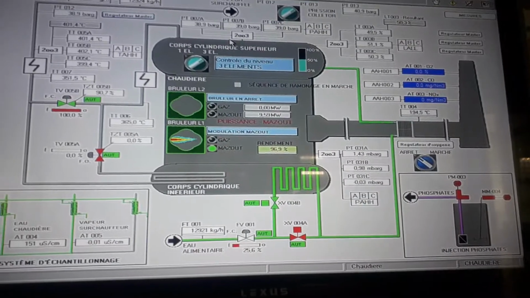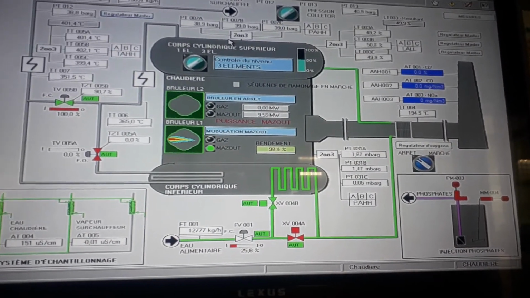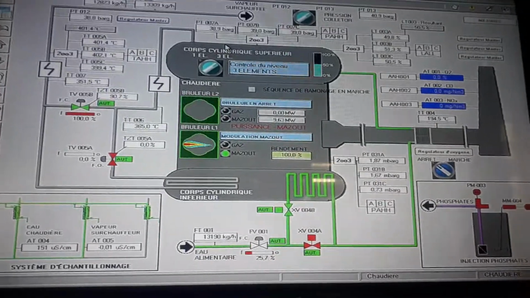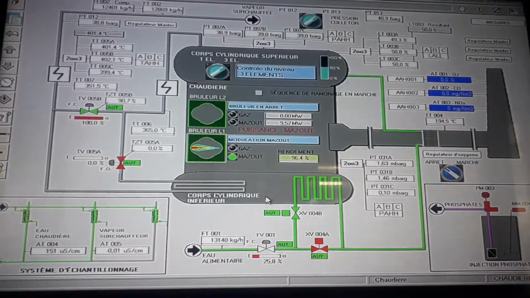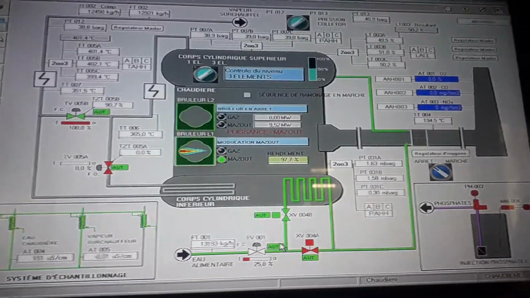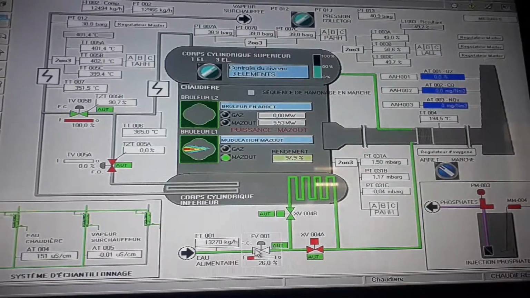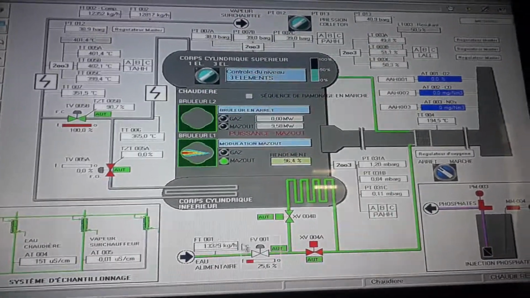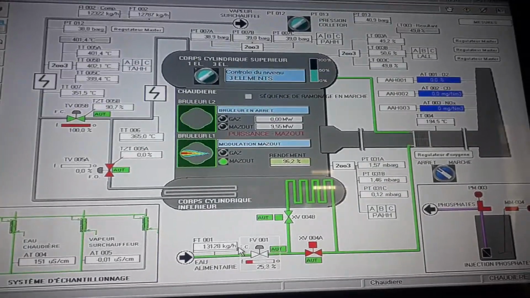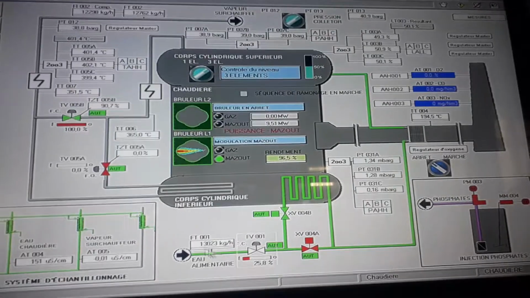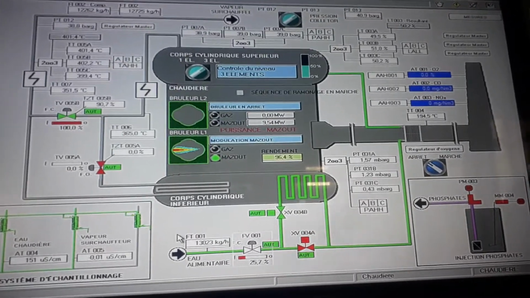Today we'll explain the function and the production of steam in a water tube boiler. So we can start with the feed water. Here we can see we have 13 tons per hour. This water is treated in reverse osmosis.